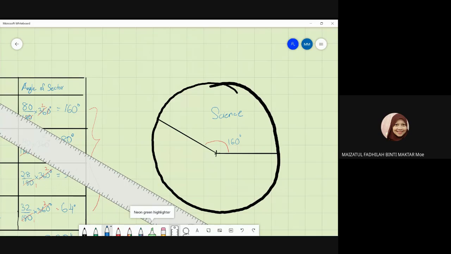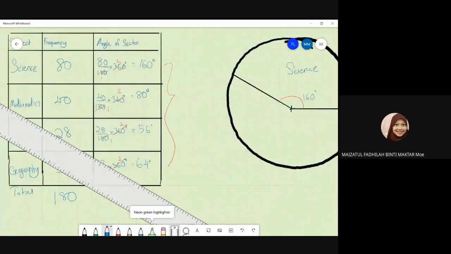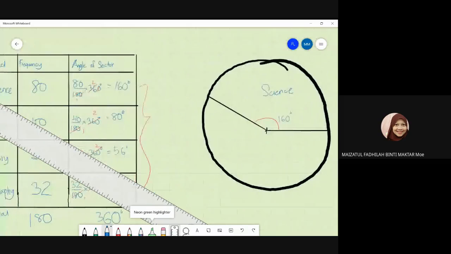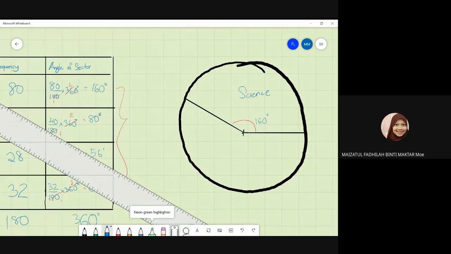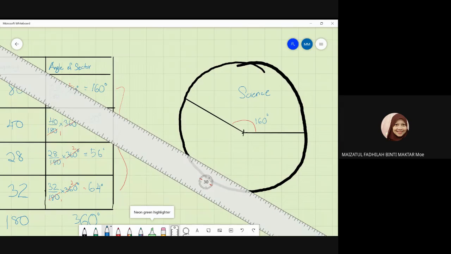Okay, the next one is what subject here? Mathematics. Mathematics is 80 degrees. So use your ruler and your protractor, measure it for 80 degrees, and so on. I will take a little bit of time to draw it because using this protractor ruler is a little confusing for me. So I will take a little time to measure it properly.